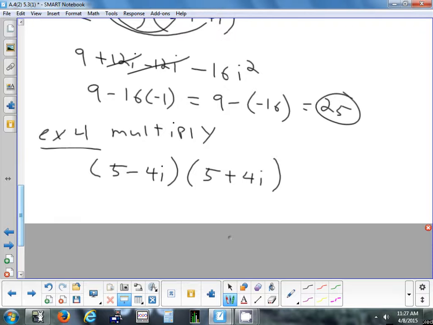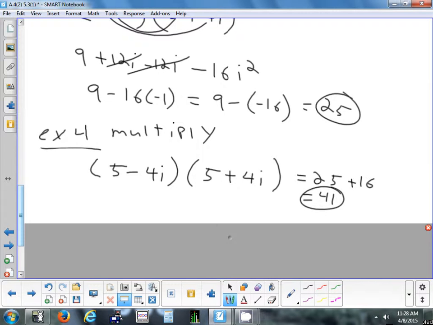Okay, so the only reason this trick works is because these are conjugates. If they weren't, you've got to do it out the old way. But if you square 5, what do you get? 25. Square just the number. Square the 4. 16. What's that add up to? 41.